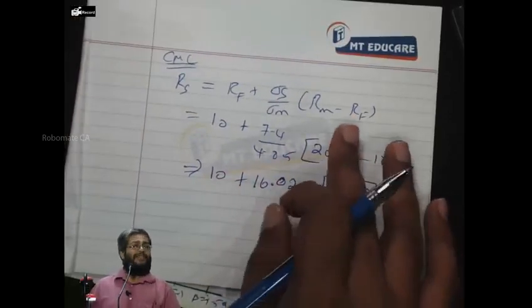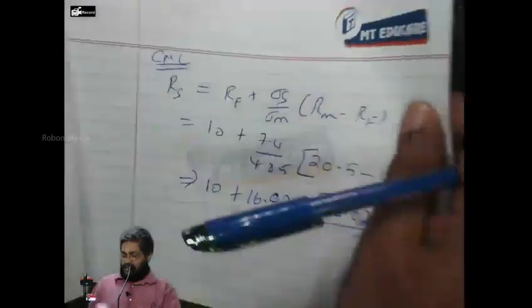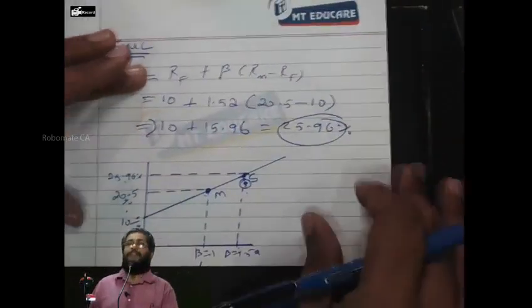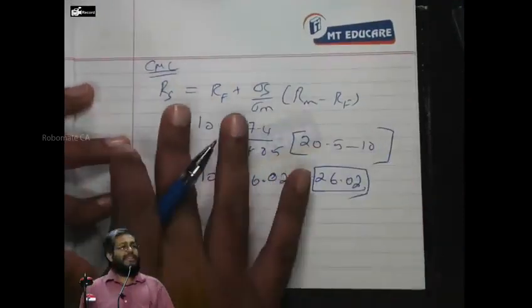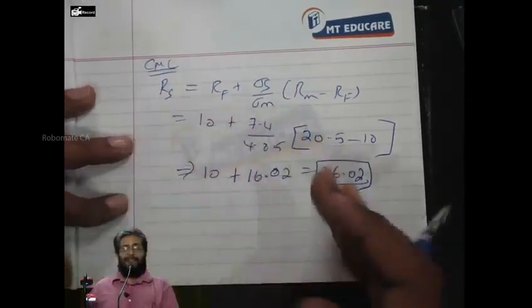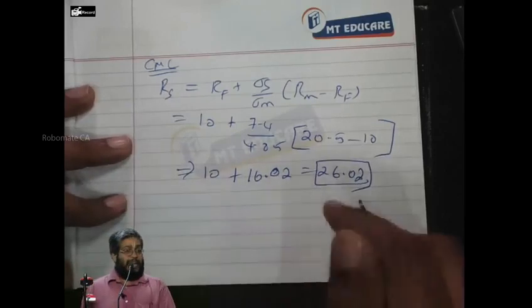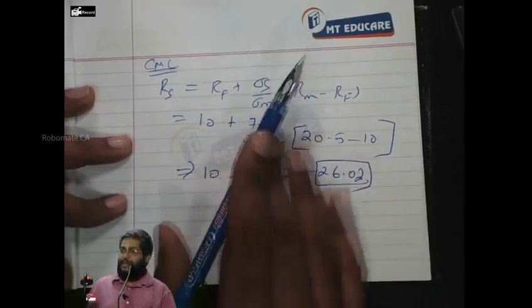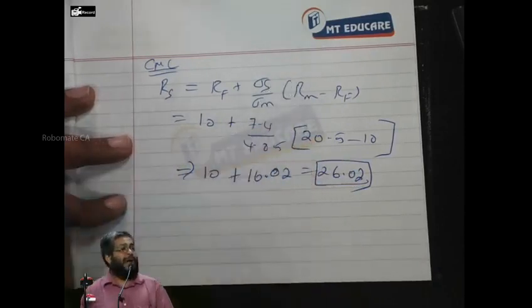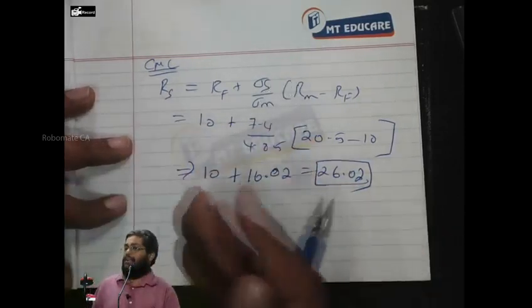Now, I have a doubt. Here I expect only 25.96, and here 26.02. Why is the CML greedy? It is expecting more. Why? It requires more because it has not asked for a premium only for the systematic risk. It also asks for unsystematic risk. Hence, the required return becomes more.